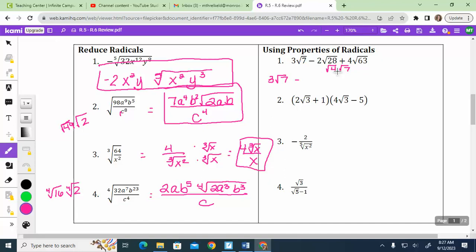So the square root of 4 is 2, times 2 is 4, radical 7. Okay, 63, we could break that into 9 and 7. Square root of 9 is 3, times the 4 that's already there, that gives us a 12, radical 7. Now they're all like terms because they all have the radical 7, so you combine the coefficients. So 3 minus 4 plus 12, and that gives us 11, radical 7.